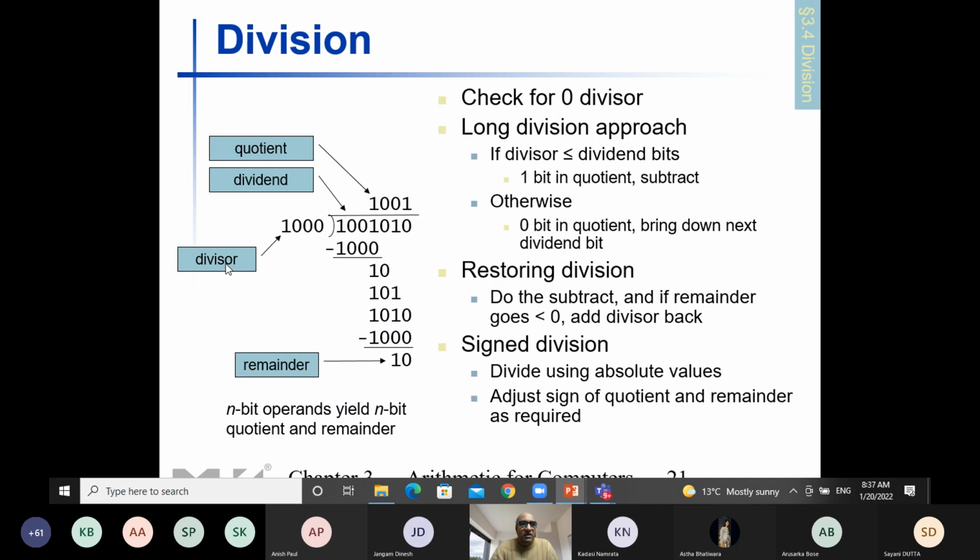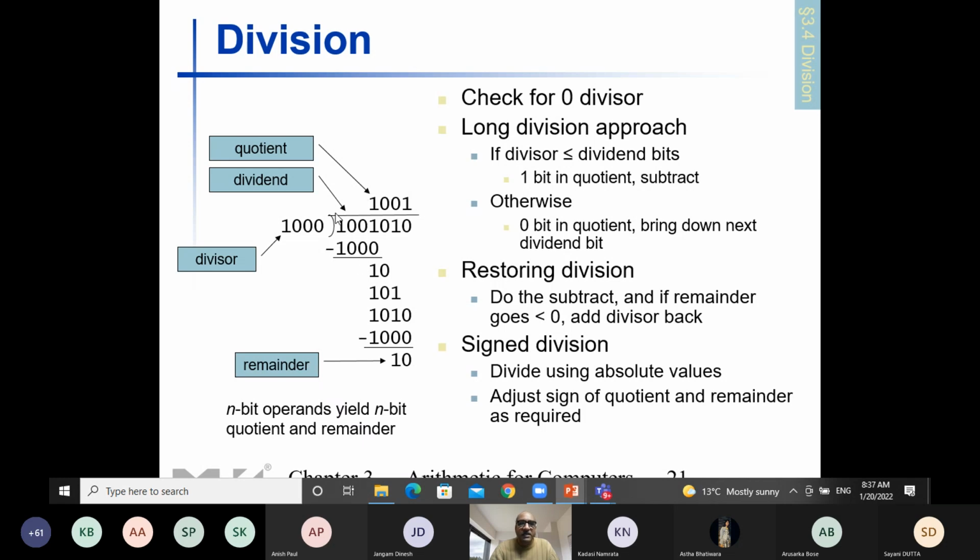Dividend equals divisor multiplied by quotient plus the remainder. That way you can relate all these four terms. When you're performing the division, you should be careful that the divisor is non-zero. If the divisor is 0, it leads to an erroneous result. That means it's a division by 0. In principle, it's infinite. You cannot perform a division.